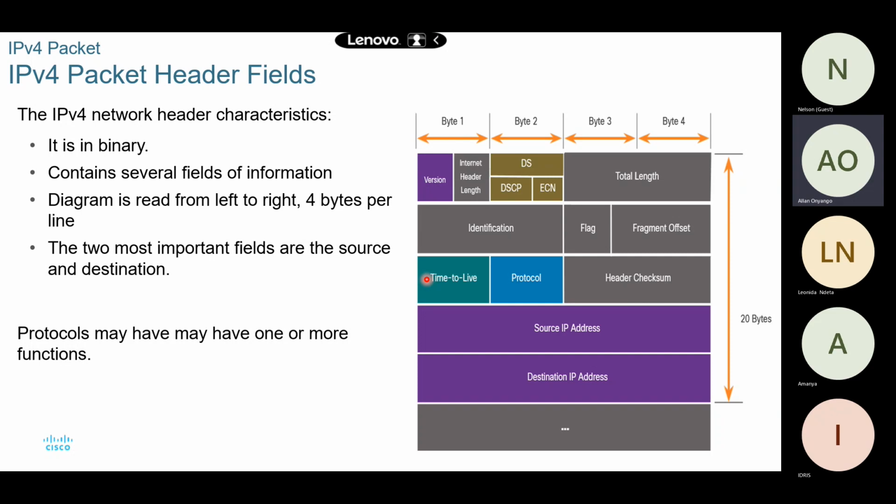Protocol is actually the next layer protocol. You know, the next layer is the transport layer, where we have TCP or UDP.